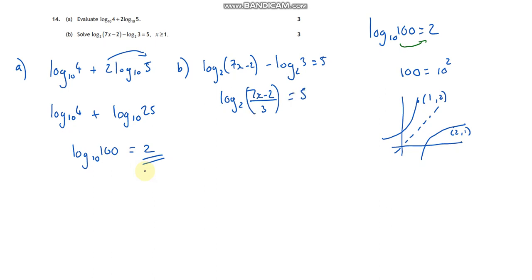So what does that mean? Well, that means that 2 to the power of 5 has to equal 7x take away 2 over 3. It's just the same as this, isn't it? I'm moving my 2 over here, and that gets rid of the log. So, yeah, 2 to the power of 5 equals this argument. Brilliant. So now I just start to rearrange it. 2 to the power of 5. So what's that? 4, 8, 16, 32. Brilliant. And 7x take away 2. Times it by 3. So that's going to be 96. Add on the 2 for 98.